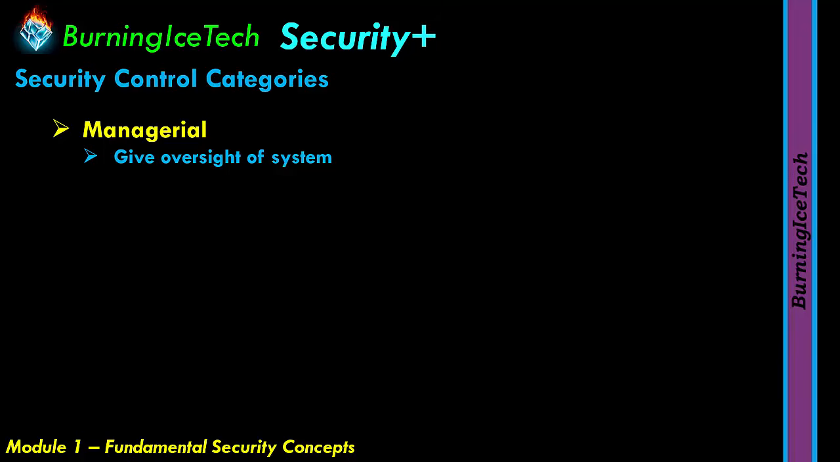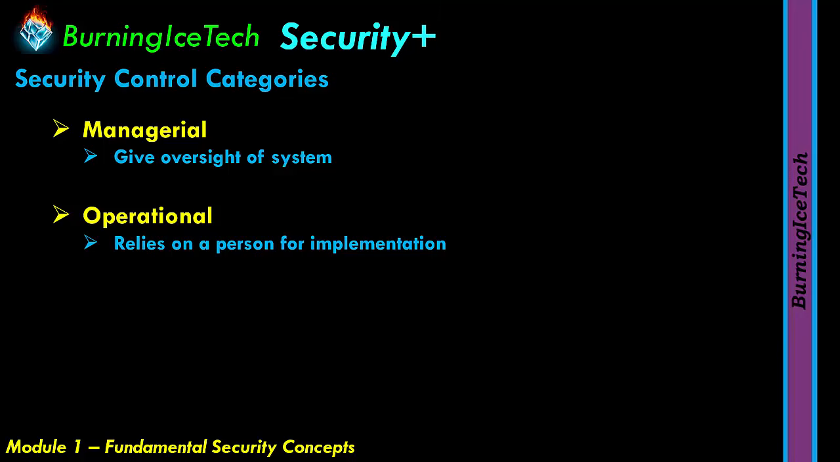Now, the second security control category we get is operational. So operational, the control is implemented primarily by people. For example, security guards and training programs are operational controls, just in case you guys didn't know. So those are a couple of examples. So what we can say here is operational relies on a person for implementation.